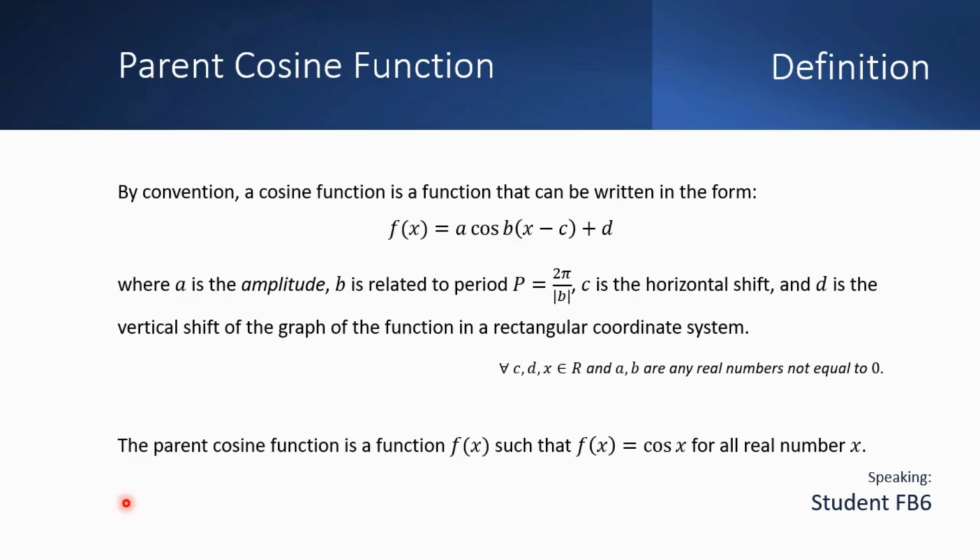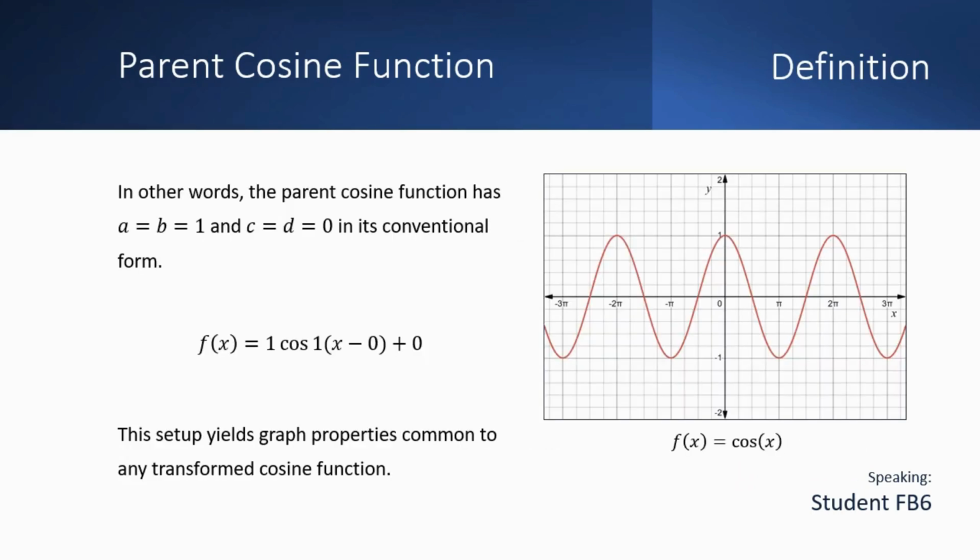Continuing, the parent cosine function is a function f of x such that f of x is equal to cosine of x for all real numbers x. In other words, the parent cosine function has a is equal to b is equal to 1 and c is equal to d is equal to 0 in its conventional form. This setup yields graph behaviors common to any transformed cosine functions.